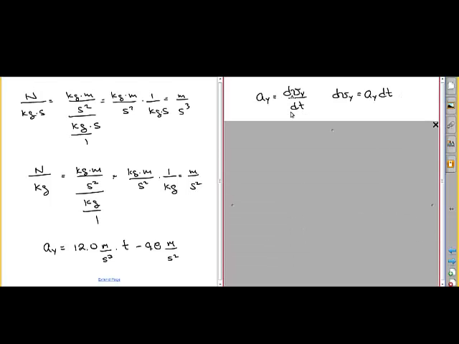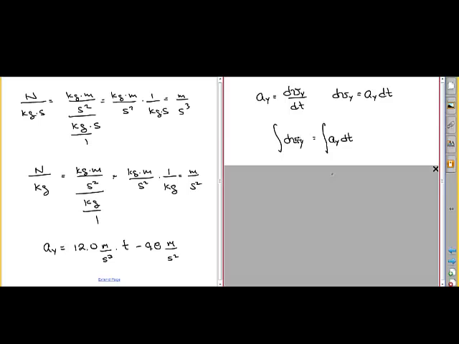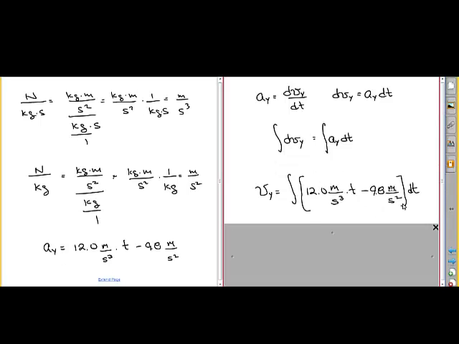Okay, here we go again. The acceleration is the derivative of the velocity in the y direction with respect to time. So multiply both sides by dt, and we end up with this differential equation. Integrate both sides. This is just going to be the velocity in the y direction. We'll plug in our expression for the y acceleration right here. So we get 12 meters per second cubed t minus 9.8 meters per second squared, whole thing times dt.